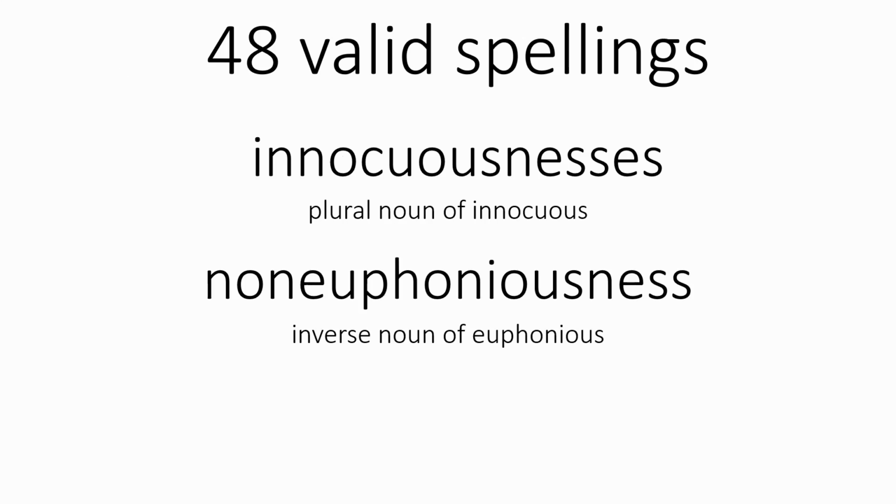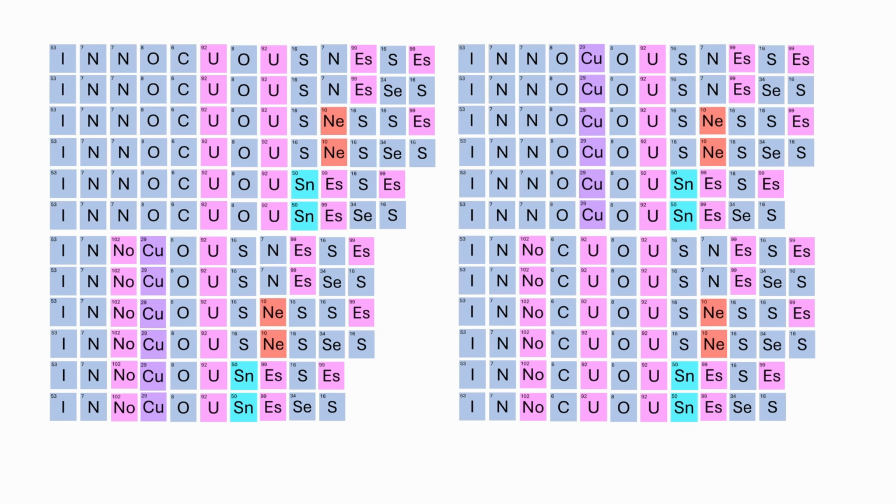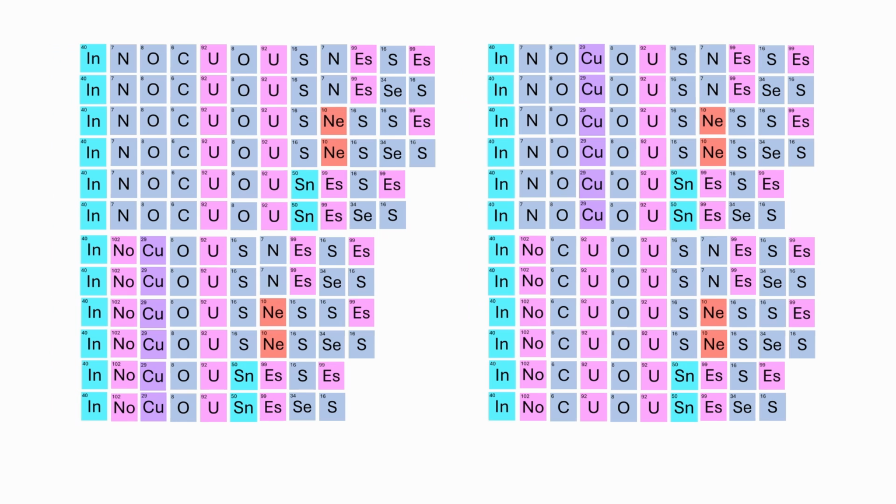There's actually 3 words that tie for having the most number of spellings, which are innocuousnesses, non-euphoniousness, and pneumonoconiosis. These 3 words can be spelled 48 different ways, which is way more than I thought we were going to get. And also, these words are just awesome. Here's half of the spellings of innocuousnesses, and here's the other half. We'll spend a lot of time later trying to understand this pattern.